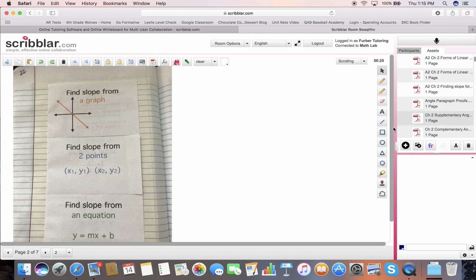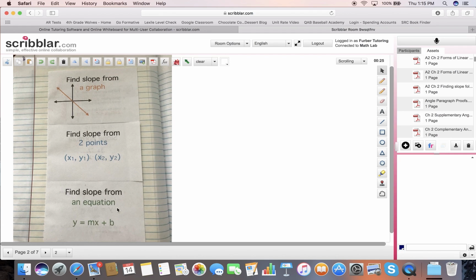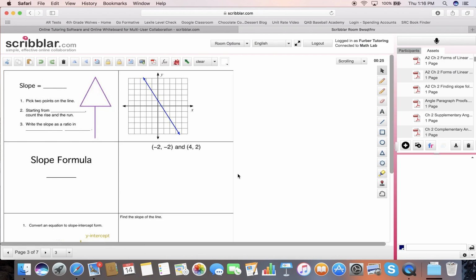Okay, so the first thing we're going to talk about is how to find the slope from a graph. Then we'll talk about how to find the slope from 2 points, and then how to find the slope from an equation. And you have this foldable in your notes already, so you'll be able to fill this one in as we go through the inside. Okay, so when you open it up, the top is discussing how to find the slope when we're just looking at a line that's already been graphed.